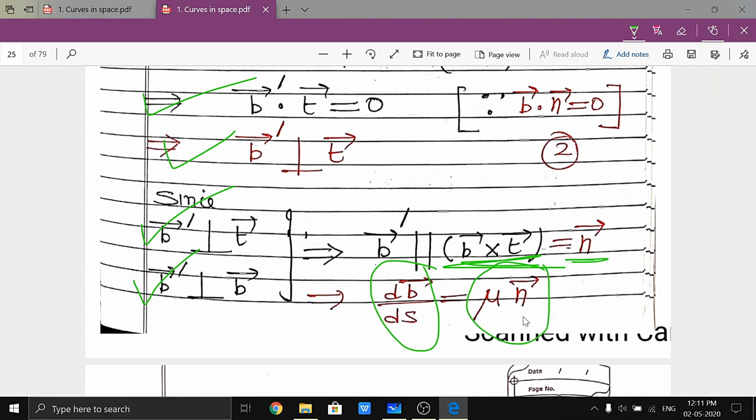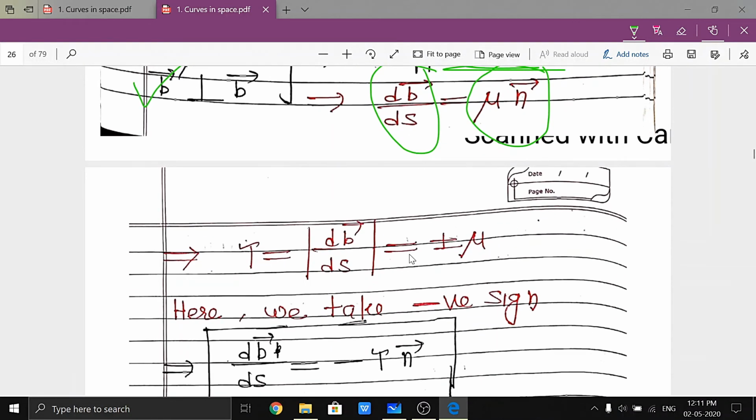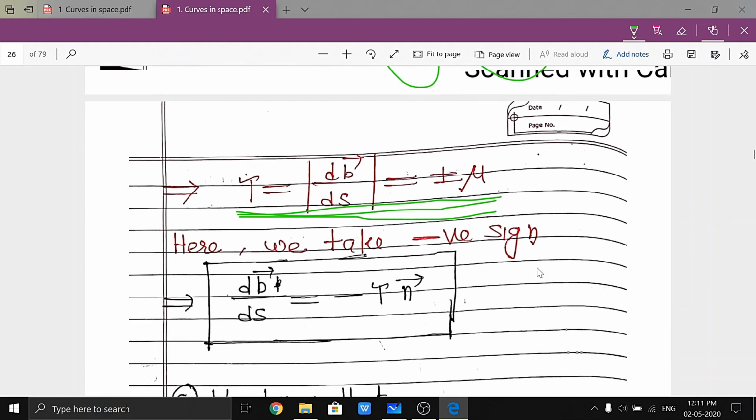Again, to find μ, we take its magnitude. So we get τ equal to plus or minus μ. Now here we choose a negative sign, whereas in the first case we chose the positive sign. Then dB/ds is equal to minus τ times the N vector. So that is our part (b).